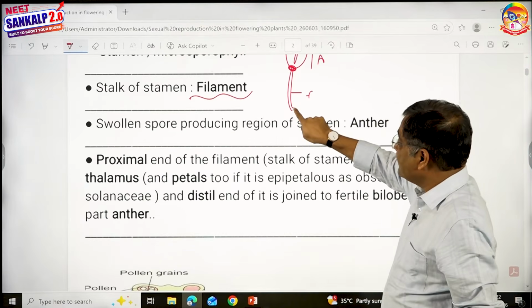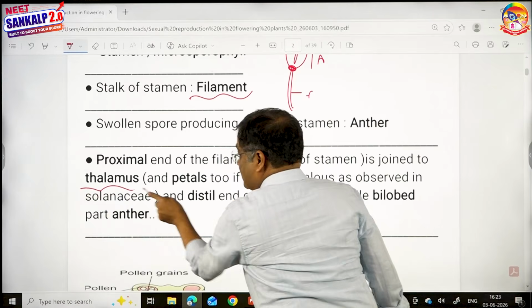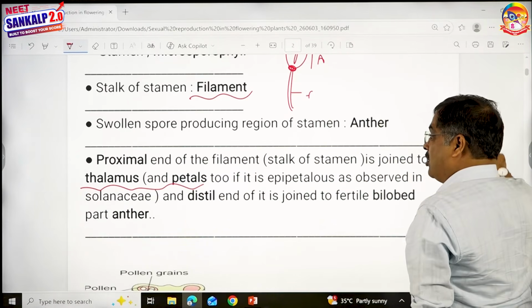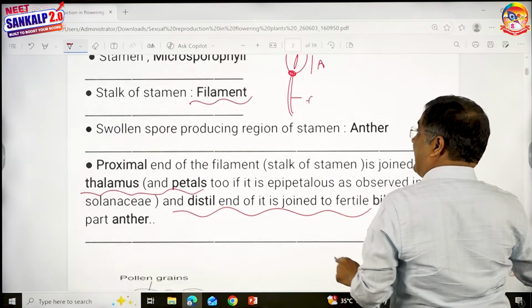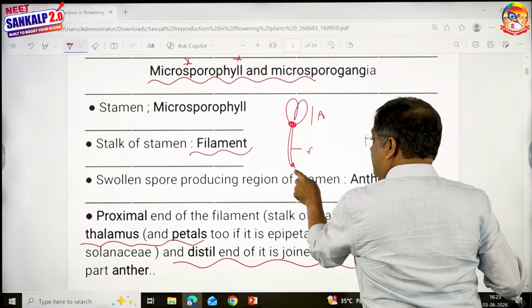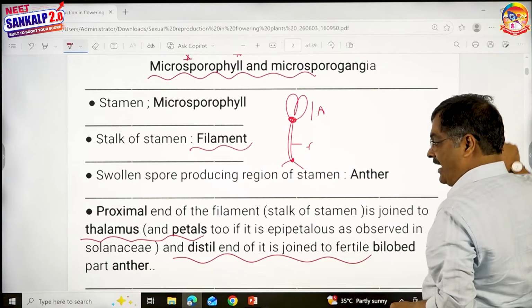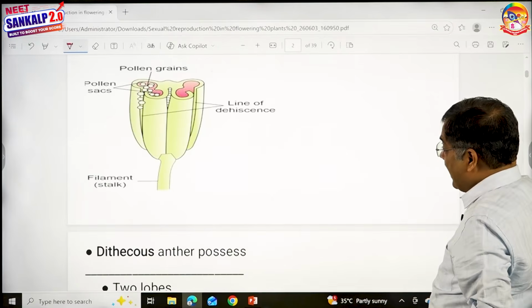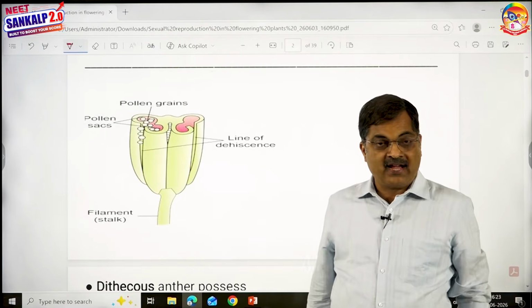The proximal end, this is the proximal end. The proximal end of the filament is joined to thalamus or petals, if it is epipetalous. All right, the distal end is joined to fertile anther. This is the proximal end, joined to thalamus or with petals. Distal end is joined to anther. Very important point this is. Then a dithecous anther possesses. This is an important point you have to remember.